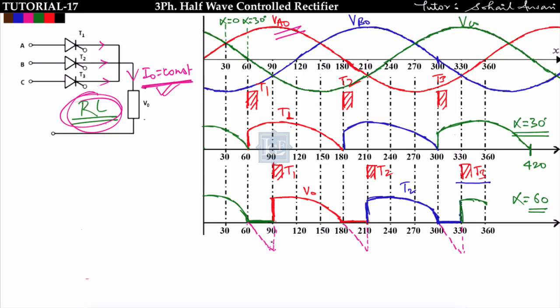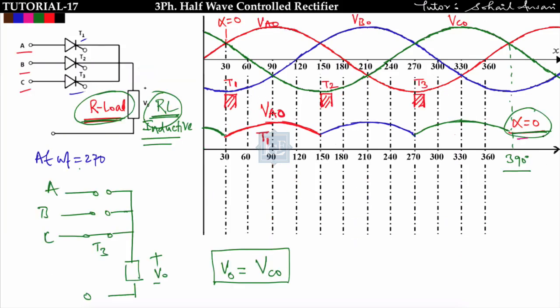That's why I am getting the waveform like this for RL type of load, or you can say that for highly inductive load. So what is the conclusion here? The conclusion is, for RL type of load, you can make any triggering angle, the output voltage will follow the supply voltage. See, for alpha is equal to 0 also, the output voltage is following the supply voltage that we have seen earlier.